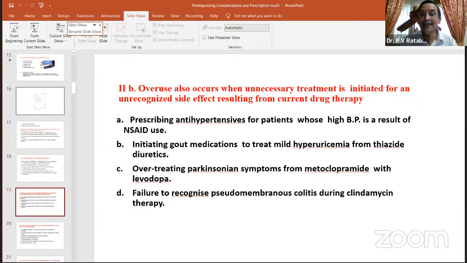Failure to recognize pseudomembranous colitis during clindamycin therapy. Now, this is a complicated affair. If the patient has been prescribed clindamycin and he gets diarrhea, it could be because of pseudomembranous colitis, which the patient has got as a side effect of clindamycin. So here you have to stop clindamycin. If this patient goes to the pharmacy asking for medicine for diarrhea, then you have to ask him whether he's taking any antibiotics, and that has caused diarrhea. So this is a very, very important role that a pharmacist can really play.